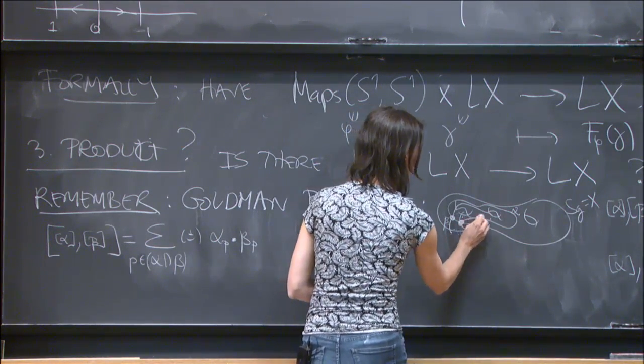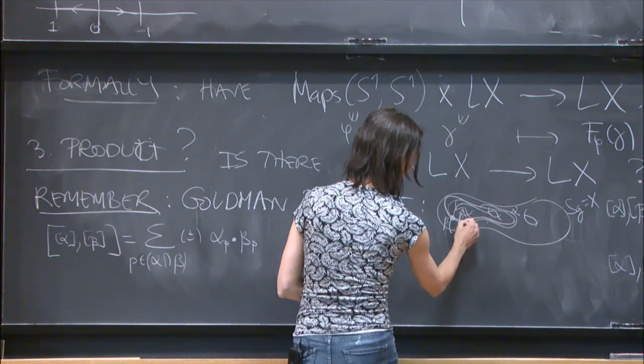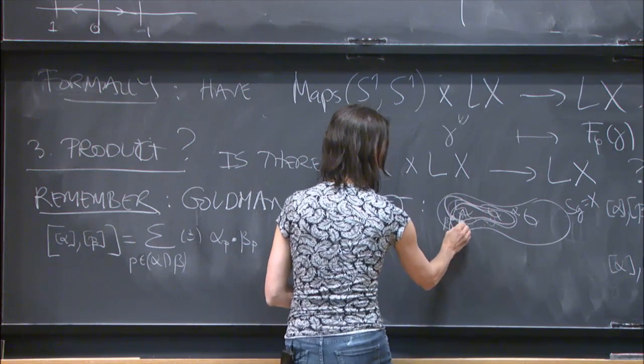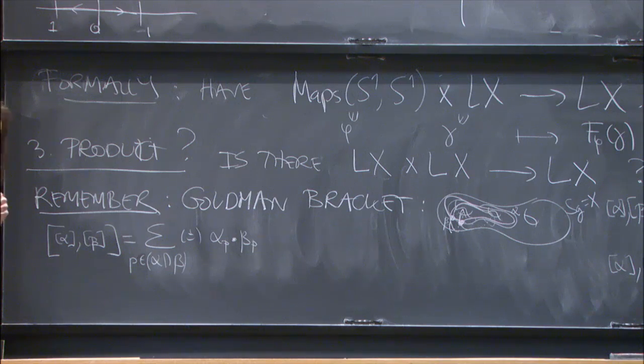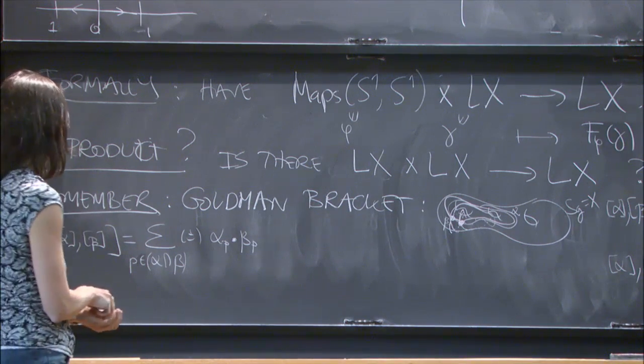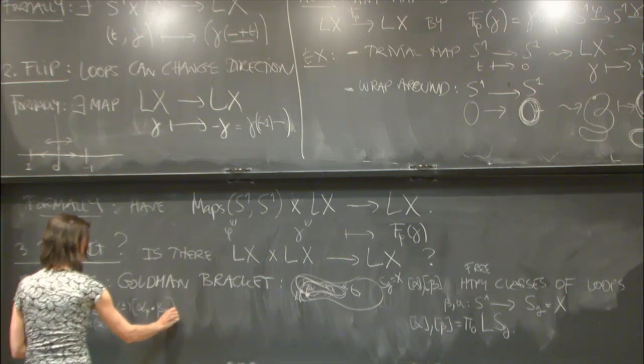follow the one curve alpha, and then follow the other curve. Like this. Okay, if they intersect at a point, then we can do one curve and then do the other. And we take the free homotopy class.